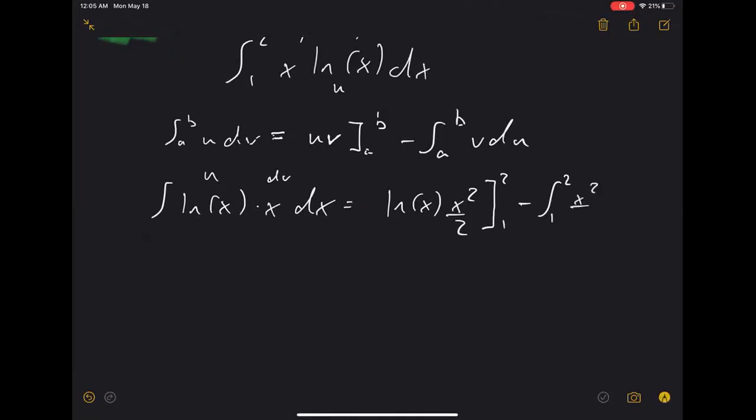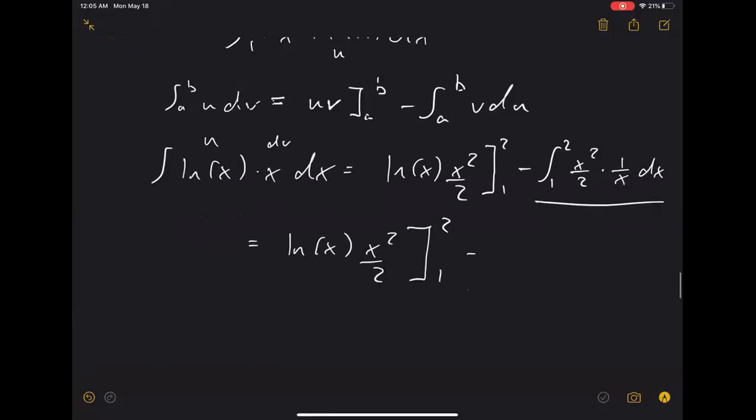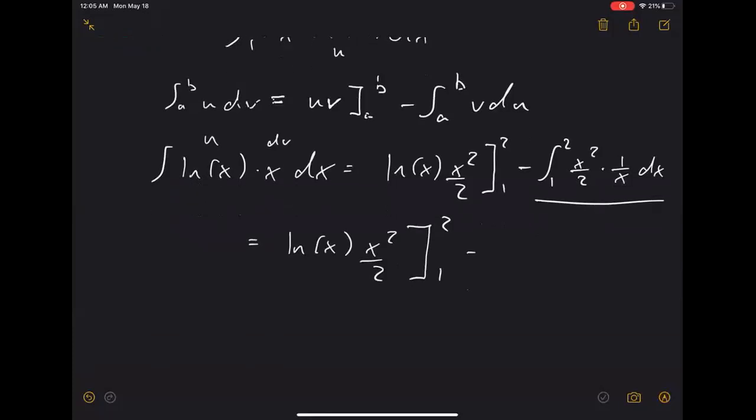So I need x squared over 2. And then what would du be? That would be the derivative of ln of x, 1 over x dx. I can simplify that integral, right? Okay, x squared over 2 times 1 over x, that's x over 2.